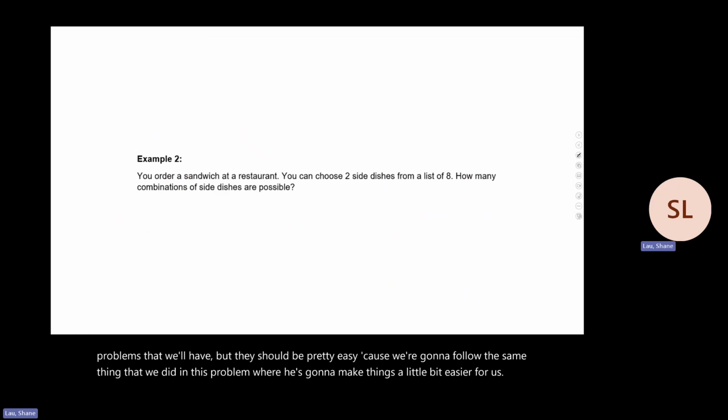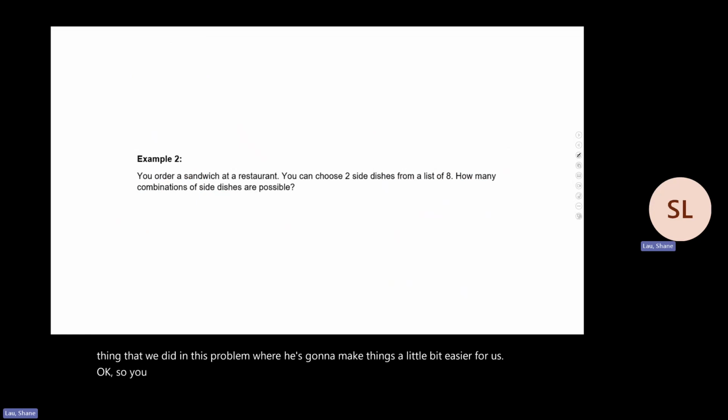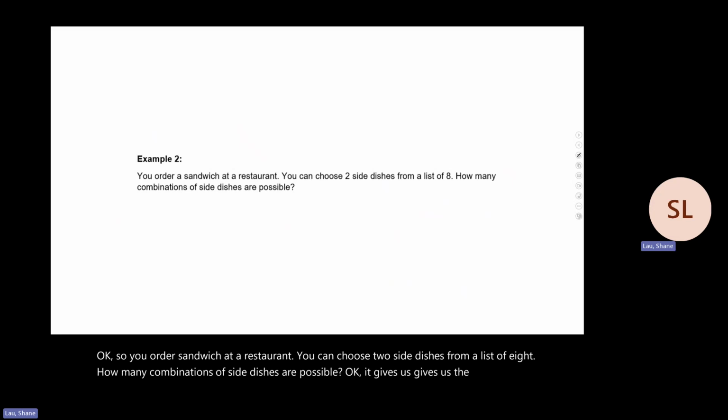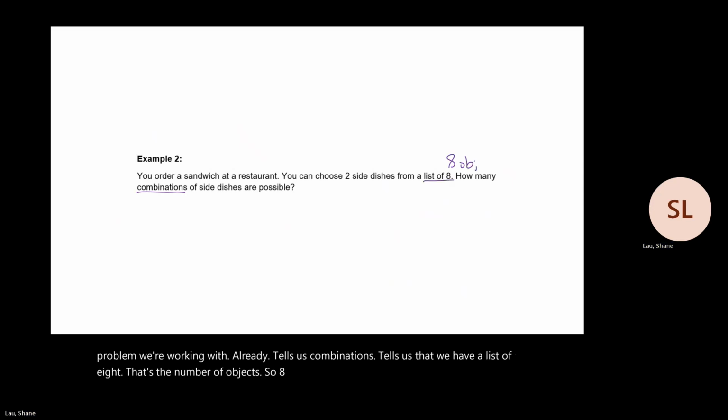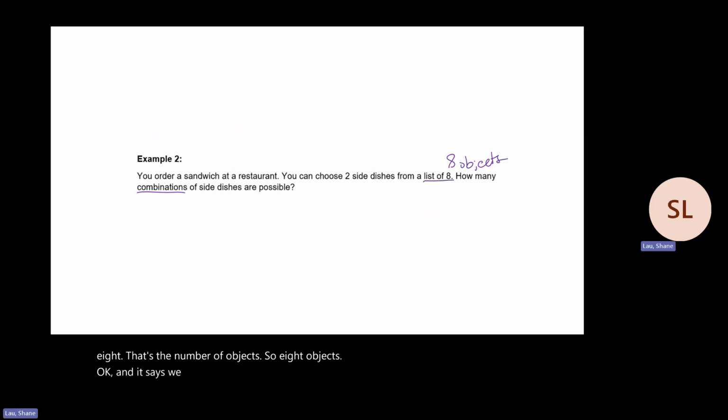Okay, so you order a sandwich at a restaurant. You can choose 2 side dishes from a list of 8. How many combinations of side dishes are possible? It gives us the kind of problem we're working with already. It tells us combinations. It tells us that we have a list of 8. That's the number of objects, so 8 objects. And it says we can choose 2 side dishes.